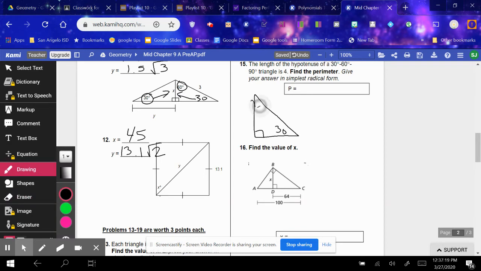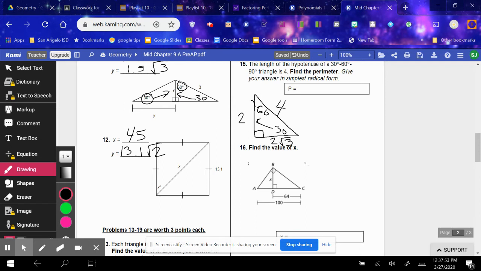Really doesn't matter which one you picked, but you have to put it on there for a reference for you. Okay, so the length of the hypotenuse is 4. I'm going to find the perimeter. Okay, so the 30, that's our short side. So our short side is half that hypotenuse, which is 2. And then our long side is the short side times the square root of 3.